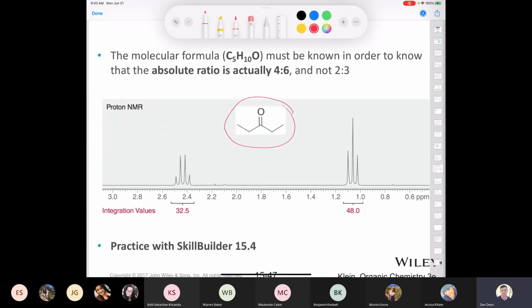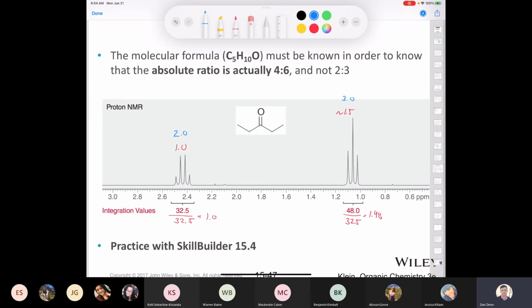So this is what you might see on your spectrum. Let's say you ran a spectrum on this compound and you checked the integration. Well, if you take 32.5 and you divide it by 32.5, you get 1.0. So now we've got 1.0 here. If you take this and divide it by 32.5, I already did the math, you get 1.48. Okay, so that's around 1.5. There's no such thing as 1.5 protons. So let's multiply everything by 2. Then you'd have 2.0 and 3.0.